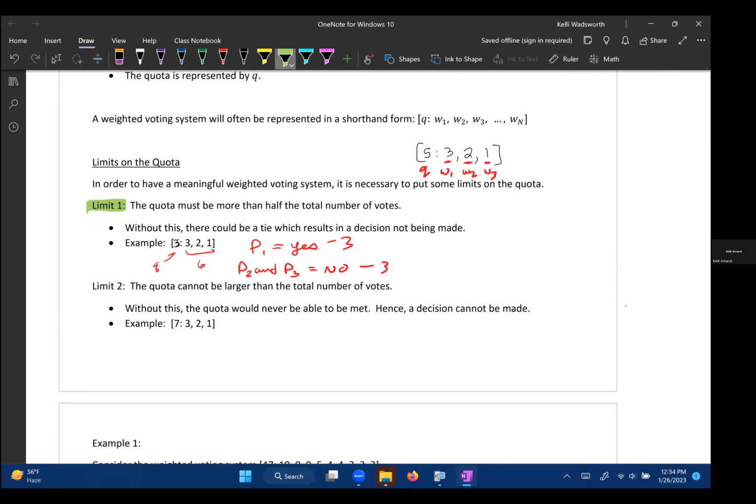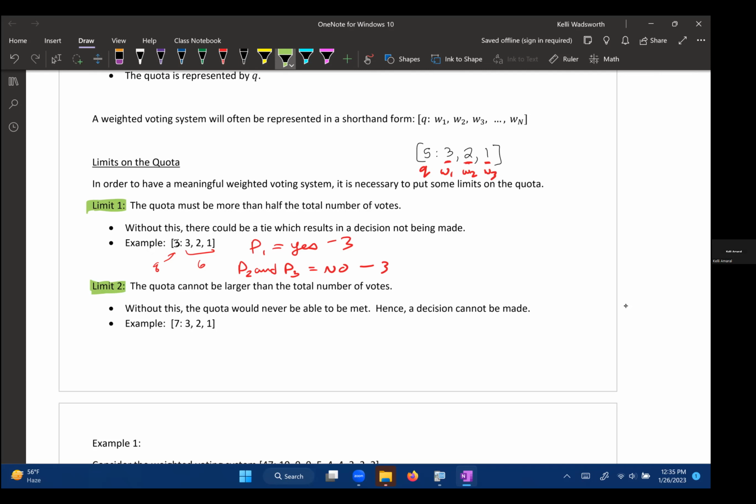What is the second limit here? I think it's the last one too. The quota can't be larger than the total number of votes. So this should be kind of obvious, right? Because if you only have 6 votes altogether, and you make the quota 7, you never make the quota. And so that was just ridiculous. There'd be no point to that, right?